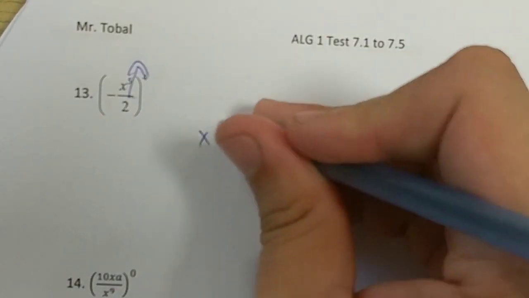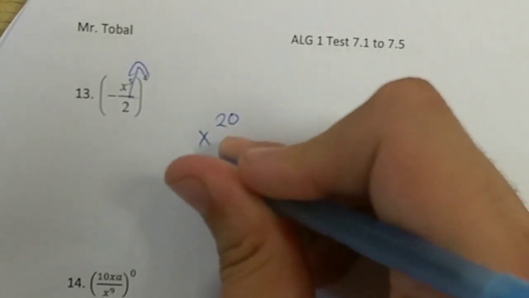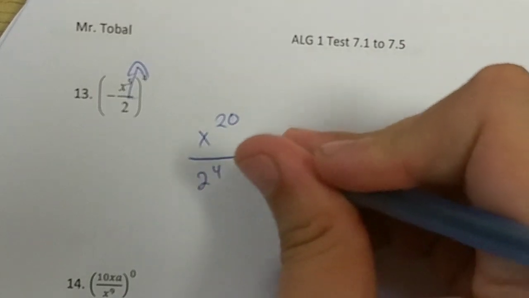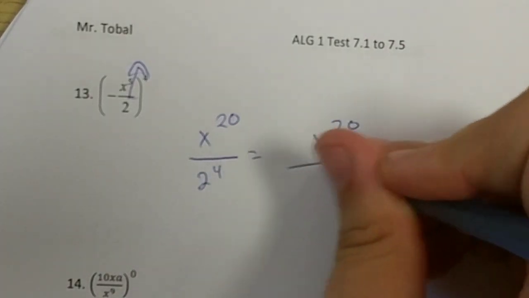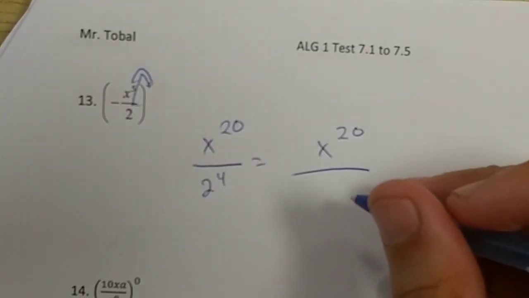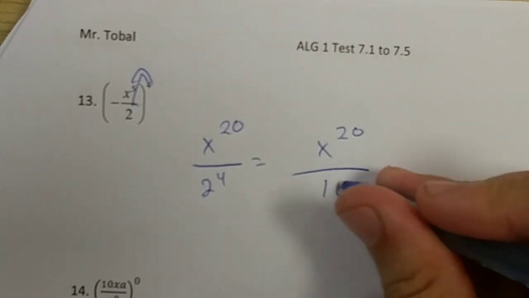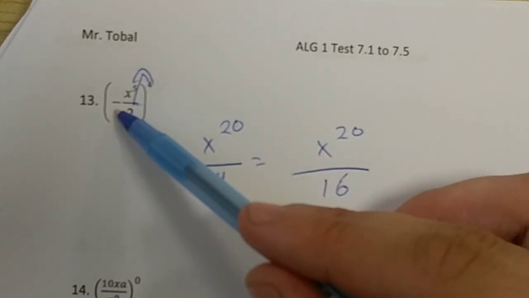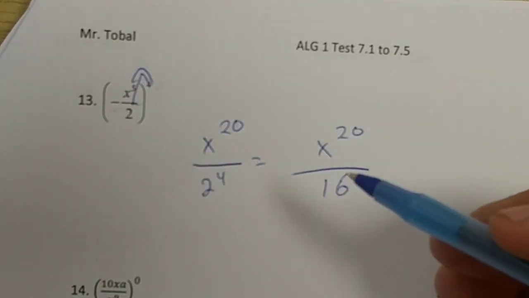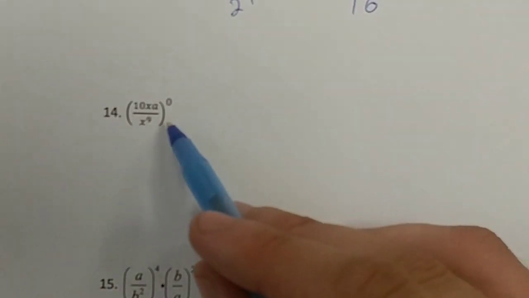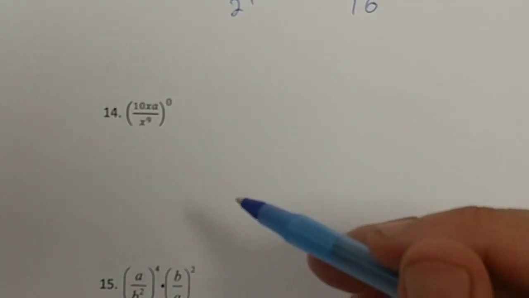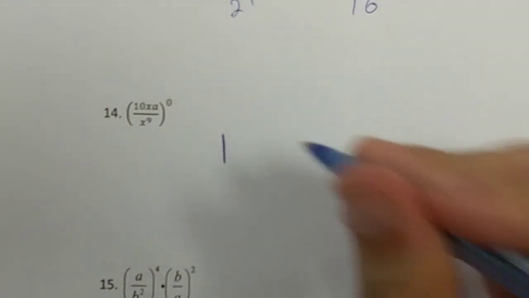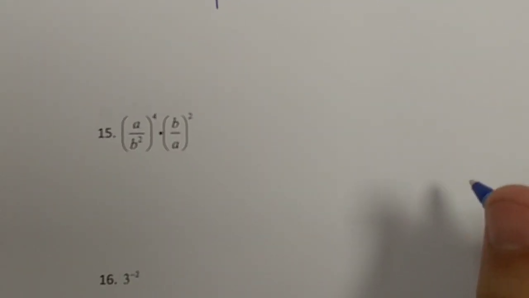So that's going to be x to the 20th power over 2 to the 4th power. So that's x to the 20th power over 2, 4, 8, 16. The reason it's positive is because this is an even power, and even powers don't care if you're negative or positive, so that makes it positive. Let's look down here. Next one, x equals 0. What's good about that is anything to the 0 power makes it 1. So I could just write 1, and I'm done.